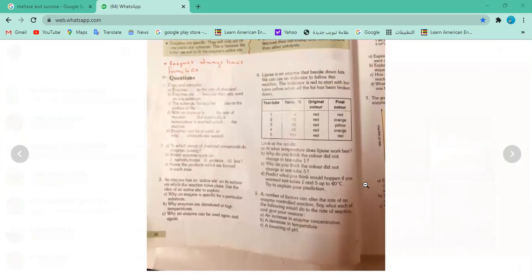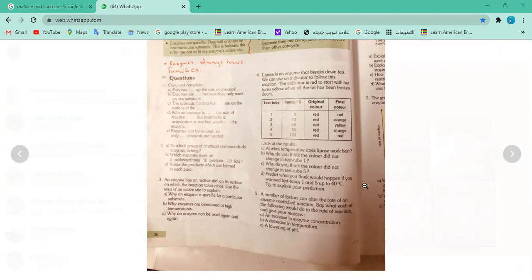An enzyme has an active site on its surface on which the reaction takes place. Use the idea of an active site to explain why an enzyme is specific for a particular substrate. Because the structure of the active site and the substrate matches, so they react. Very good. Lock and key model. So that's why the enzyme can lock the substrate. So that is very particular. Very good.